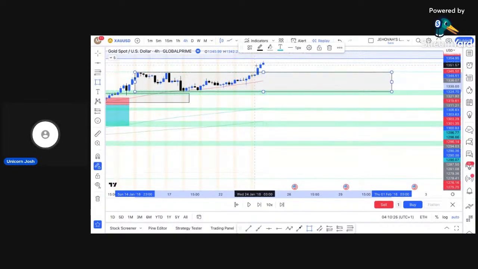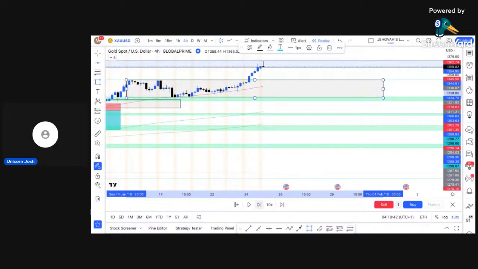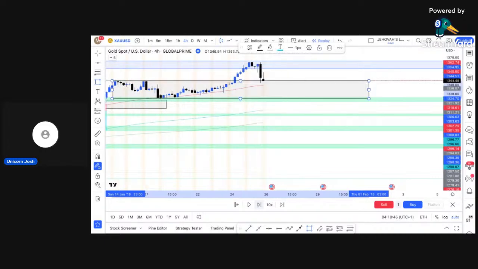Then this is the breakout from the range. So I'm looking out for a retouch. That is, I'm looking out for the price coming back to touch this resistance area. Okay, good, it is coming back. So now it has retested this resistance area, and then I'm looking out for a buy candle.